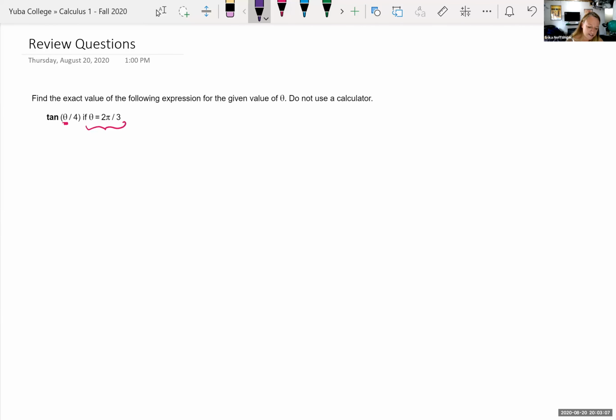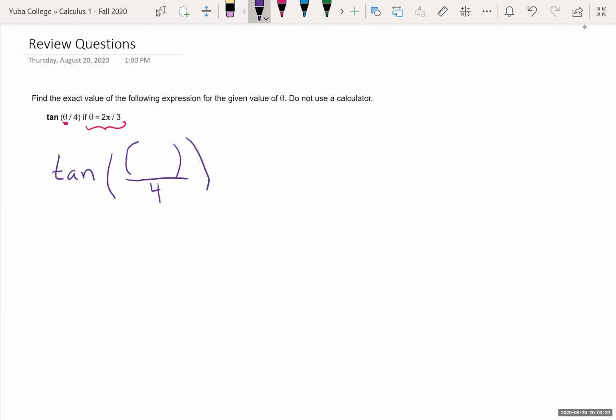And so here we have tangent. I see theta there, so I'm just going to put a parentheses, go back in there in a second, and rewrite that with 2 pi thirds. And this is all over 4. So basically, I have this complex fraction, the tangent of, this is the argument of what I'm taking the tangent of. So I'm just going to rewrite this and simplify this before I figure out what that value is.